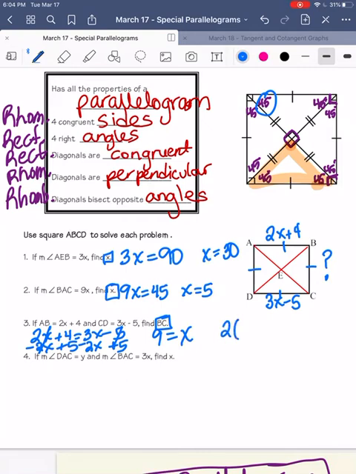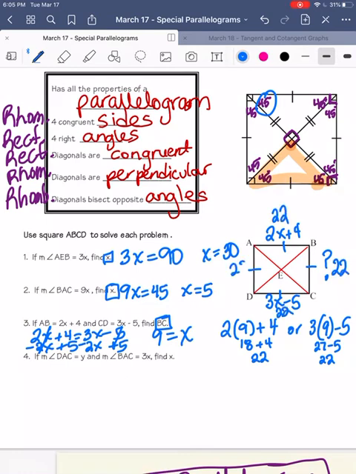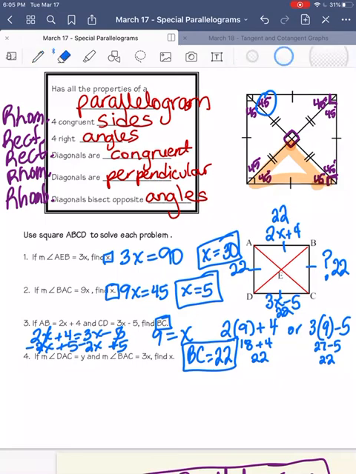You can plug it into either 2x plus 4 or the 3x minus 5, and you should get the same answer. Let's see if we do. That's 18 plus 4, which is 22. And then that's 27 minus 5, which is 22. The reason I plugged it into both is because they should be the same, right? So that means this would be 22, and so would this one. Okay? So then BC equals 22. I really should be boxing up my answers. Does that kind of make sense, you guys? Hope so.